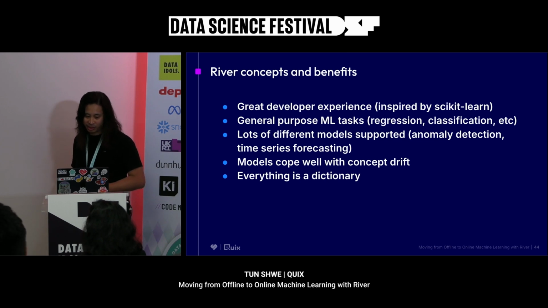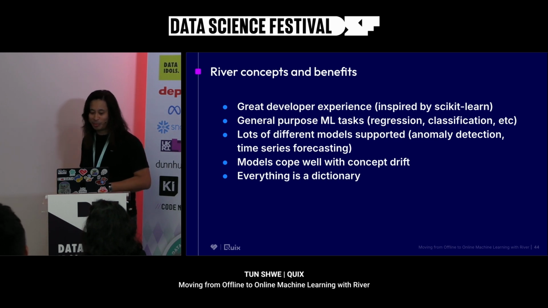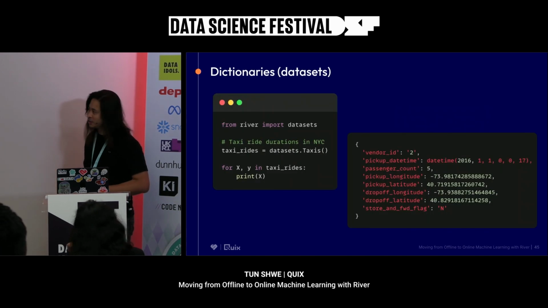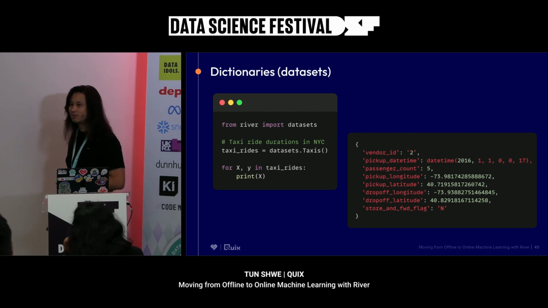And the last one I've saved for last because this one kind of blew my mind a little bit, because of how we're all used to dealing with the data in batch for machine learning, is that everything's a dictionary. Everything's in plain text, it's key values. So let's have a look at some of the data sets that River gives you out of the box.